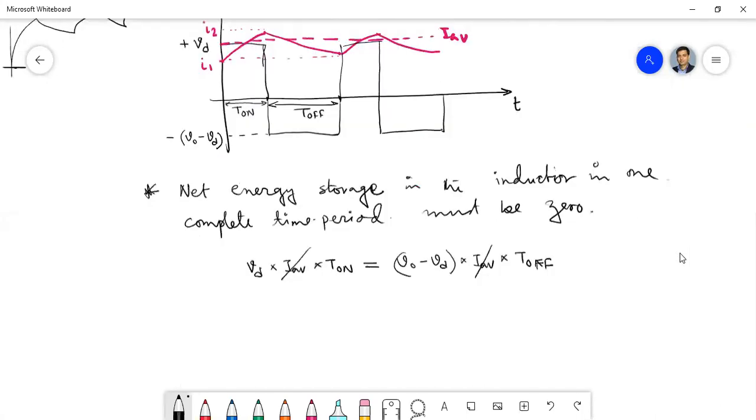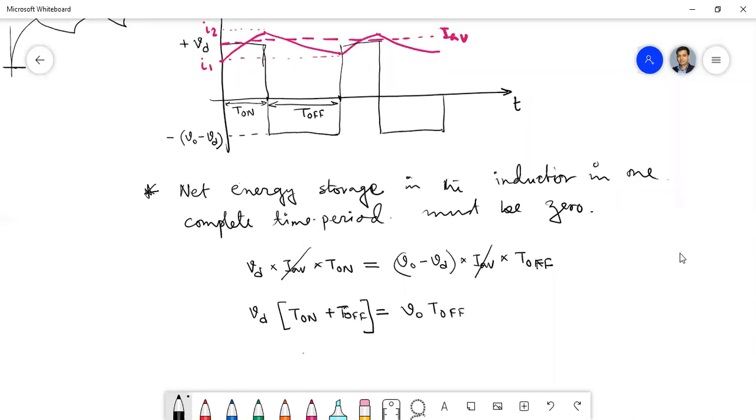What we can write from this? If we take VD as common, we'll get T on plus T off. Bringing the VD part to the left side, the V0 into T off will remain on the right side.